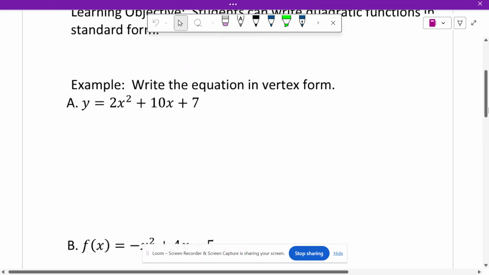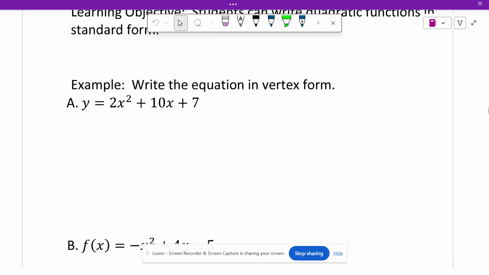So let's say that we have a standard form equation here. And let's say that instead of doing the negative b over 2a way of finding the vertex, we want to rewrite the equation in vertex form to find the vertex. Now, this takes a little bit of math to do.